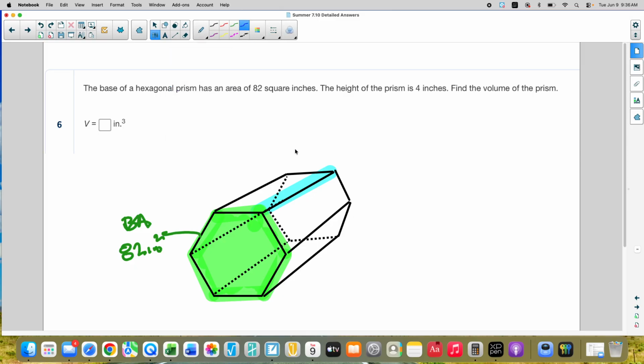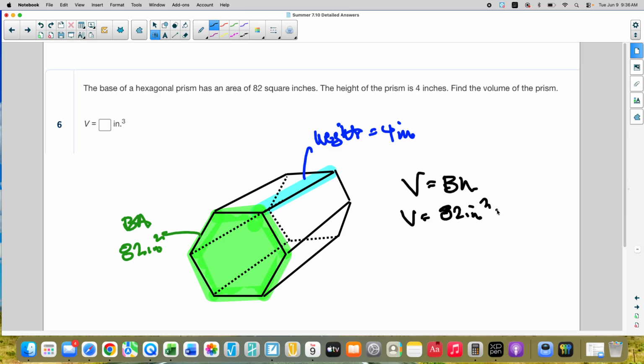And so our height, even though we would want to turn it to see, the height is just going to be the distance. Height, we think of bottom to the top. But in this instance, the height is important to see. So we're going to use the formula. We still use the formula V equals big B times H. And our base area we're already given, which is 82 inches squared. And the height is given, which is 4 inches. And we're going to multiply those together. And we get 328 inches cubed.